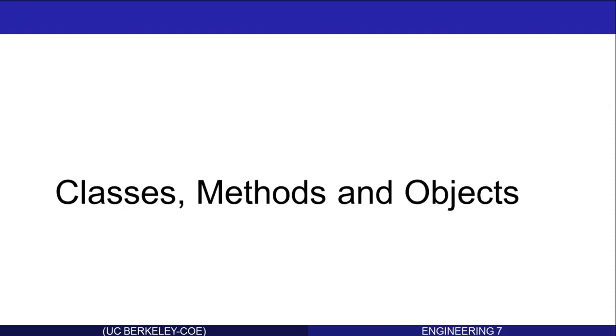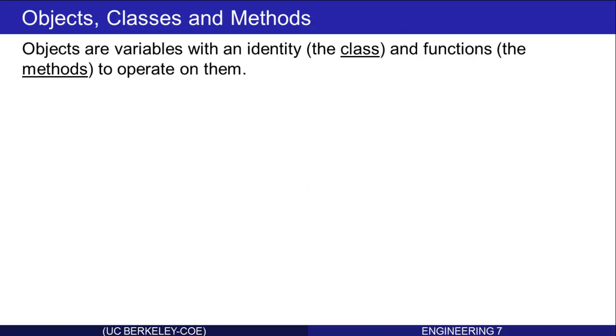In this lecture, we'll learn about object-oriented programming and how to implement this in Matlab. Objects are variables that have an identity, and the identity is called the class, and functions, which are called the methods, to operate on these objects.